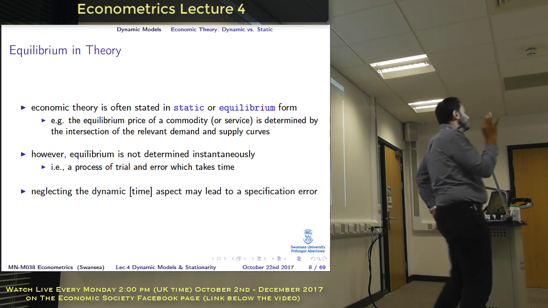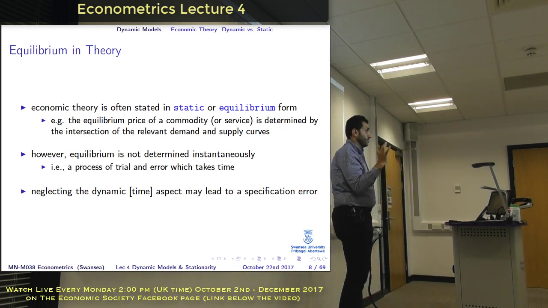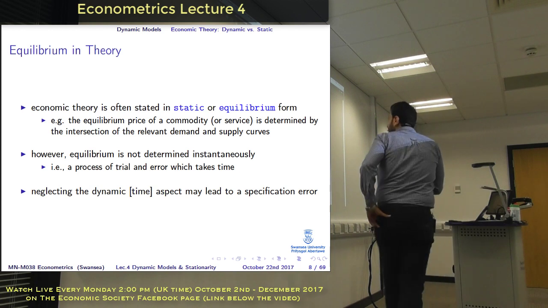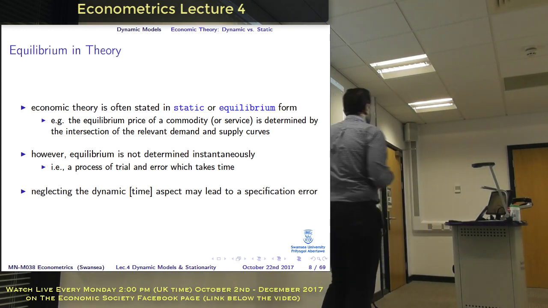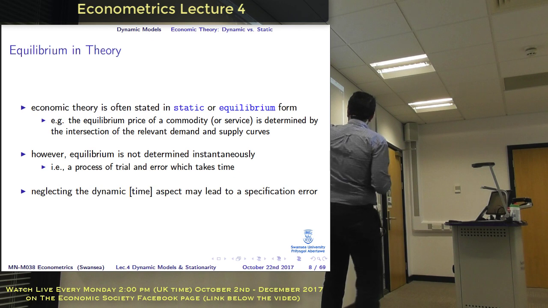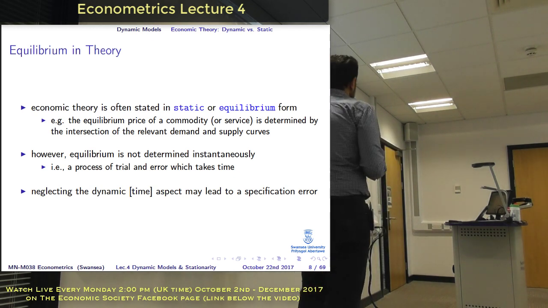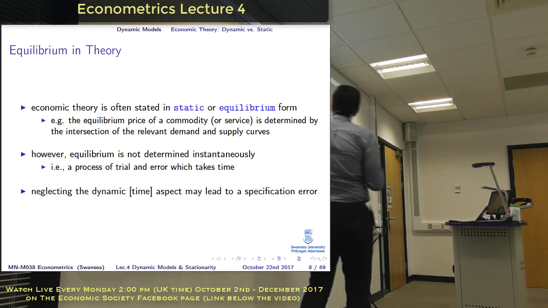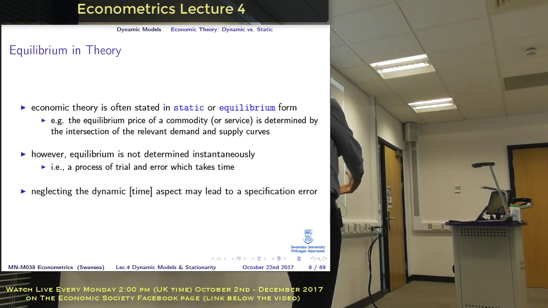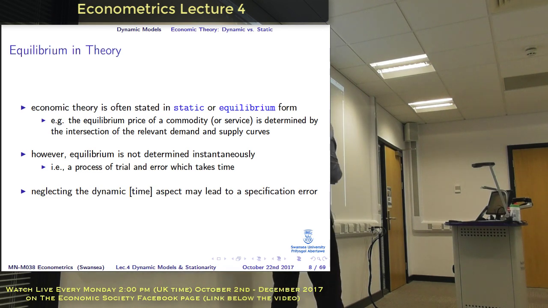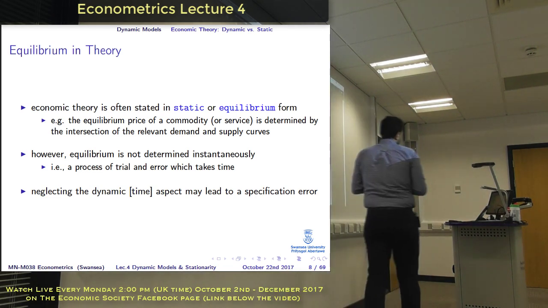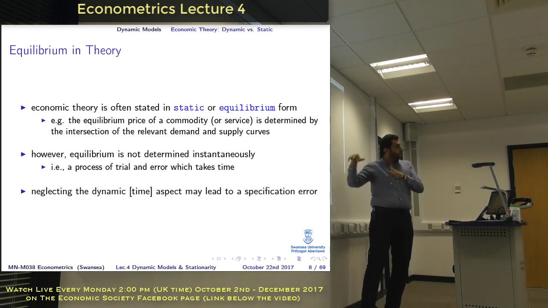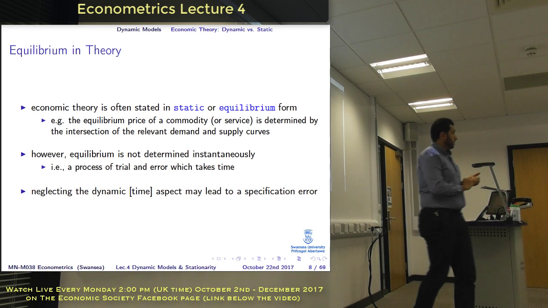So we're looking at actually one point, but it doesn't happen that way. It is not a static process. There's a process that takes place until we come to that point. That's why we say the theory is usually expressed in a static or equilibrium form, but this is not the case. There's some kind of trial and error process, which takes time until we come to the equilibrium. So neglecting the dynamic or time aspect of any model could be another form of specification error, related to what we discussed last week.